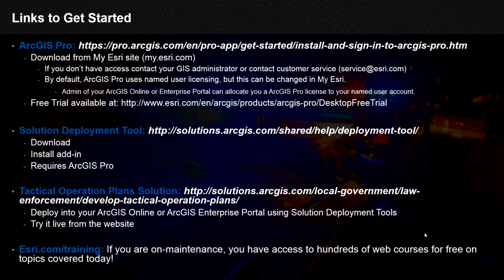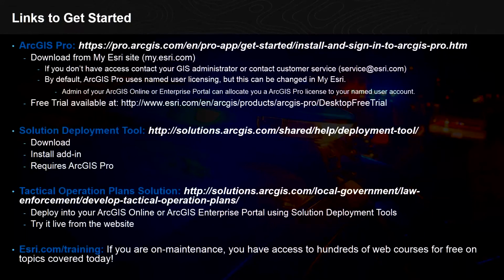So resources, how do you get started? If you want to take a quick screenshot, you can. Otherwise, we'll send this stuff to you. The first thing is ArcGIS Pro. If you don't have ArcGIS Pro already, you can download it from our licensing site, my.esri.com. If you don't have access to that site, either contact your GIS administrator, or if you don't have one, or don't know who would have access to that in your organization, contact our customer service and they can help you walk through that. So service@esri.com. As I mentioned before, by default, ArcGIS Pro does use named user licensing.